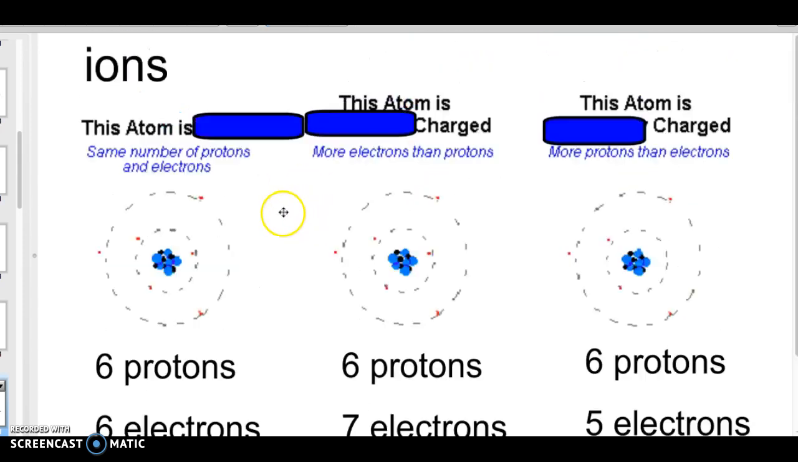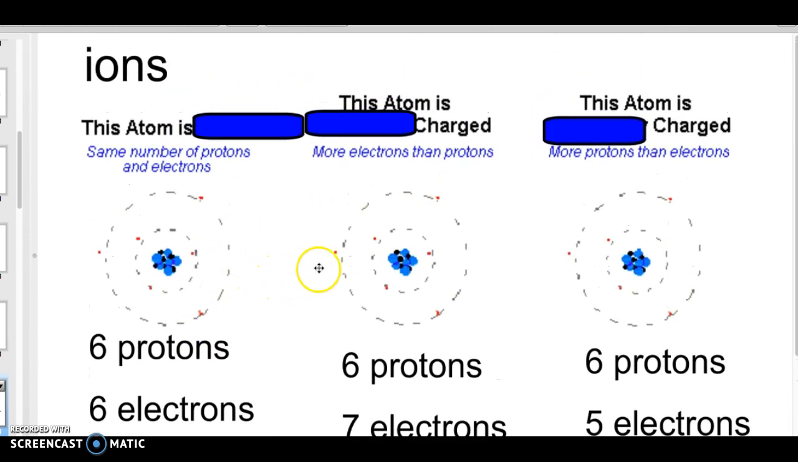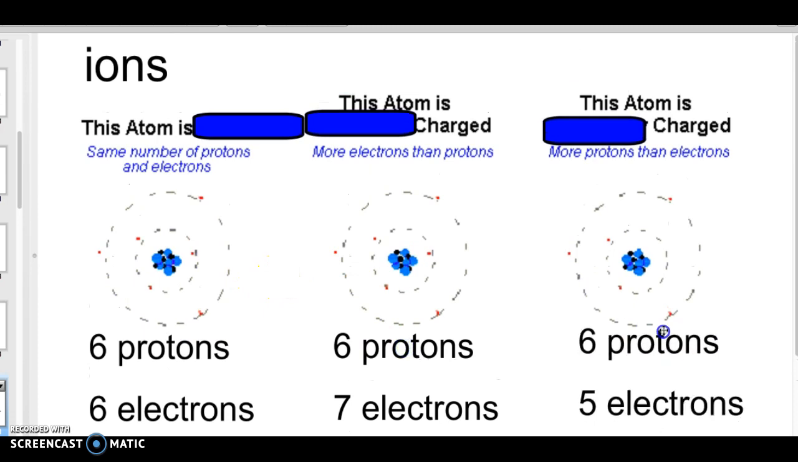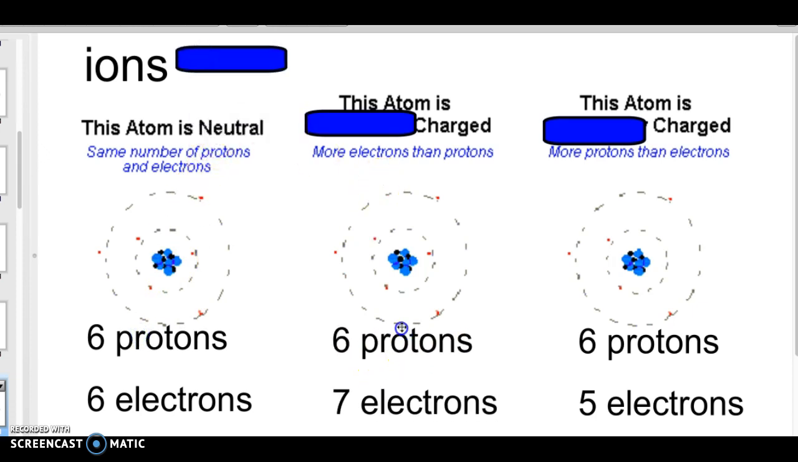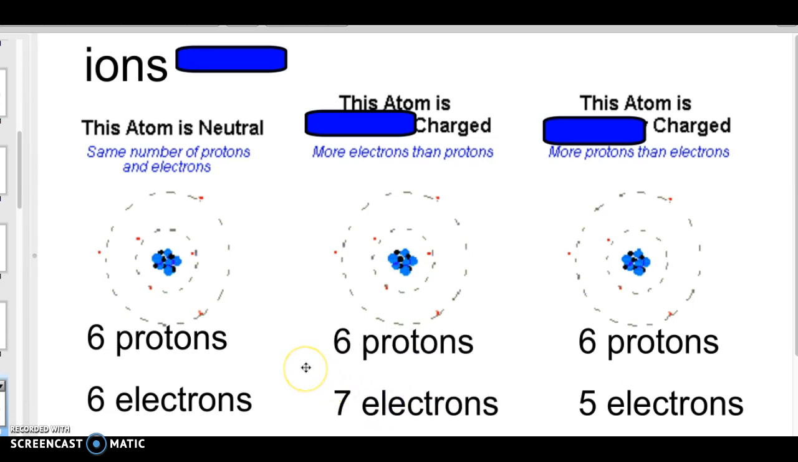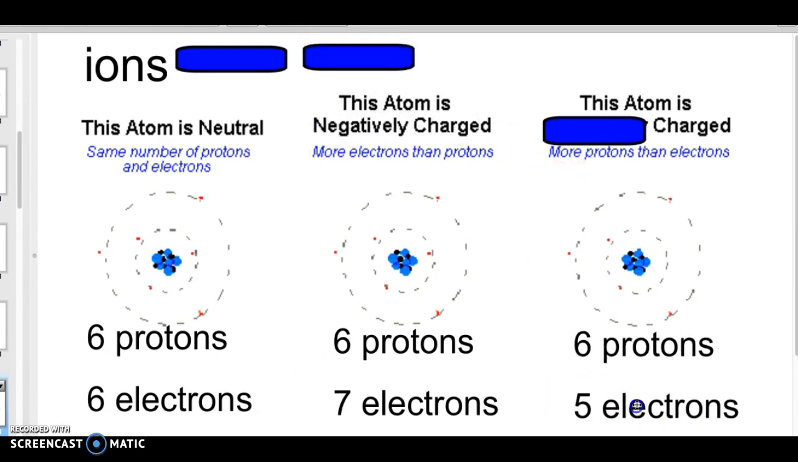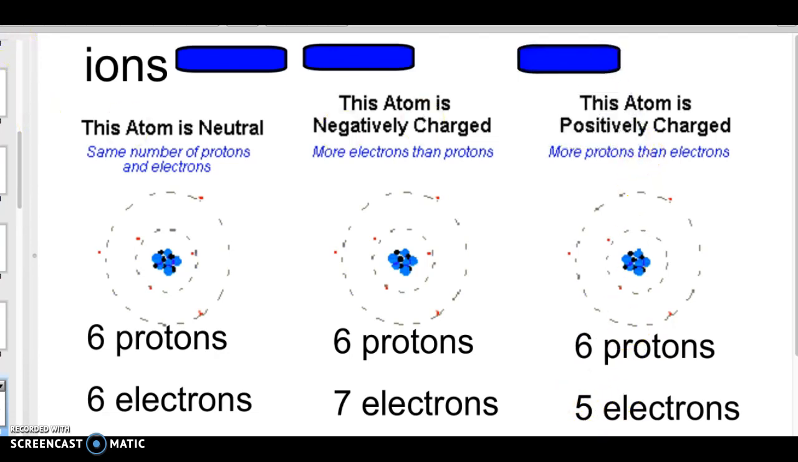So when we look at ions, the proton and electron number helps us to determine what charge the ion would be. So an atom that's neutral would have an equal number of protons and electrons. An atom that has, let's say, 6 protons but 7 electrons, that must mean that it gained an electron, so it would have a negative charge. Let's say you have 6 protons but 5 electrons, you'd have more protons, so that must mean you lost an electron and you would be more positively charged and be a positive ion.